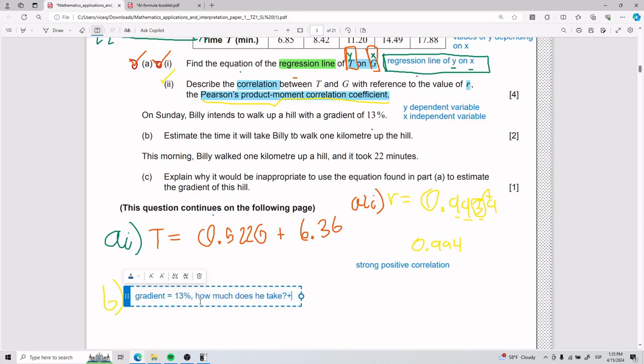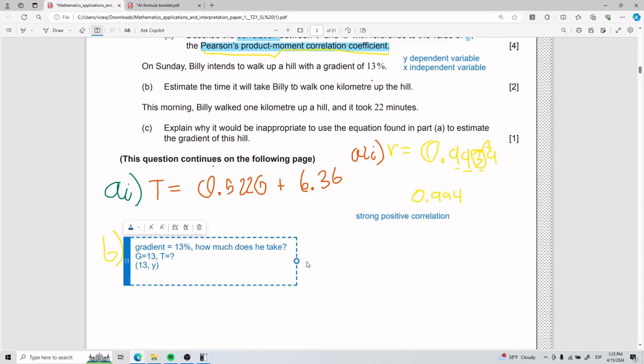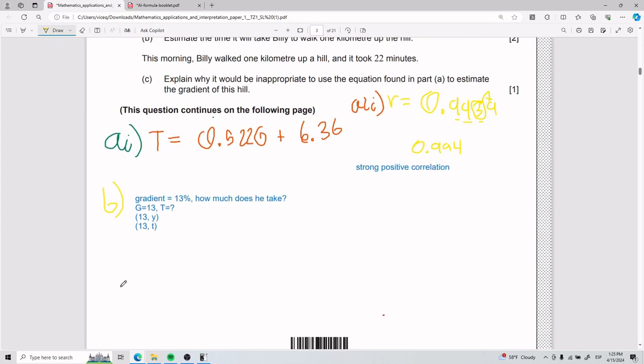And so if you really translate this, you would say G equals 13. What is T? All right. And if you want to put this as a set of points, remember that G is your X. So it's going to be 13 comma Y. In this case, it would be 13 comma T because T is Y. And so if you go ahead and plug that in, it would look like this.